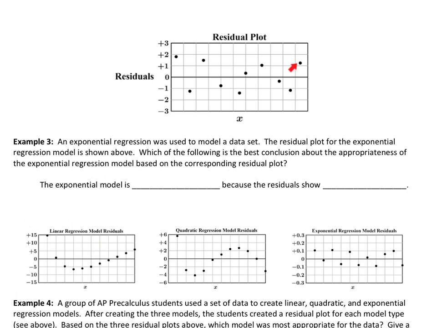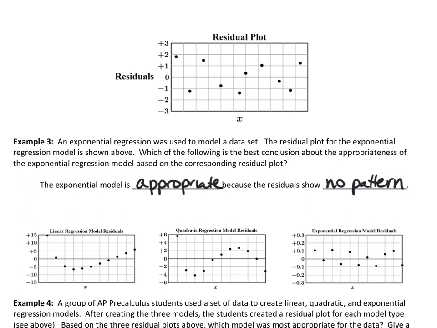What do you notice about the dots in this residual plot? Do they make a nice pretty straight line? No. Do they make a curve? Do they make a quadratic? No, these are seemingly random and without pattern. So the conclusion we would draw is that this exponential model is appropriate for the data because the residuals show no pattern. So words you're going to have to start using are appropriate or not appropriate, does show a pattern or does not show a pattern. We want it to be appropriate when there's no pattern showing.